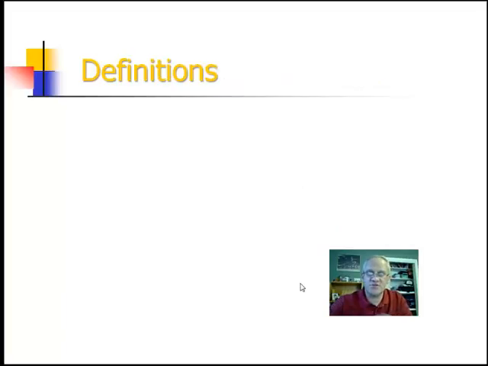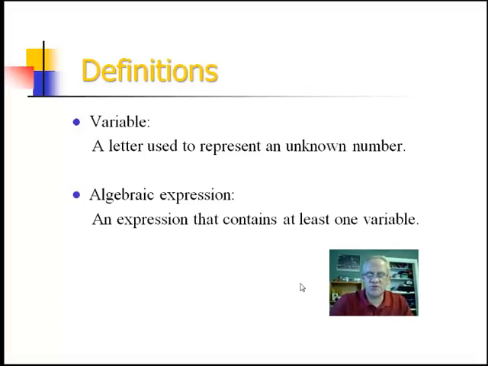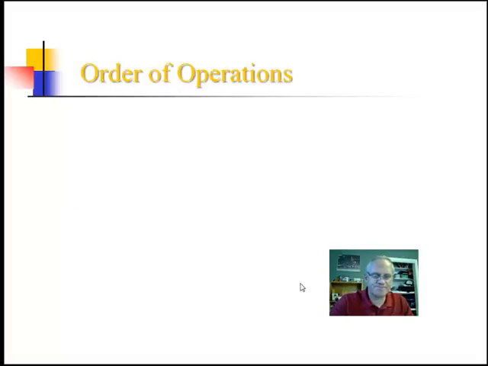A couple of definitions. First of all, a variable. What's a variable? You should know this one. A variable is just a letter that's used to represent an unknown number. We have some number, we don't know what it is, so we can't call it 7 or 5, so we just call it X or Y or something like that. And the other definition here is algebraic expression. An algebraic expression is just an expression that contains one variable. So there's a variable in there somewhere.